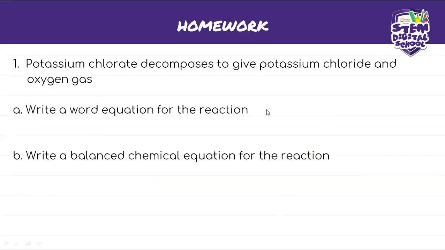Okay. Now, do this one. This is a homework. Write this one down before we go to Kahoot. Potassium chlorate decomposes to give potassium chloride and oxygen gas. You have to write a word equation for the reaction, and then you write a balanced chemical equation for the reaction. So this is a homework. You must write it down before we move on, or you take a screenshot.